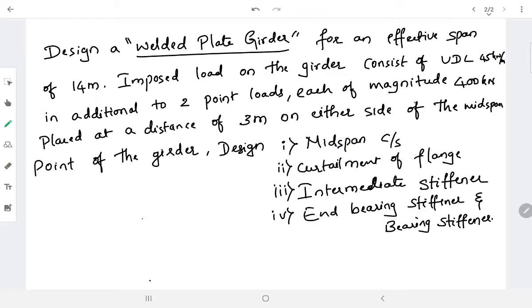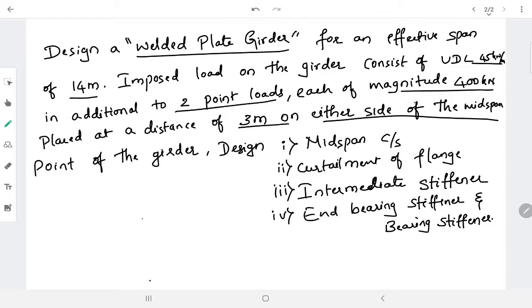We came to know about how the plate girder looks like and what are the parts in that. Then right now we'll go for the statement of the problem. Try to understand the problem. Design a welded plate girder for an effective span of 14 meter. Imposed load on the girder consists of UDL of 45 kilonewton per meter, in addition to 2 point loads, each of magnitude 400 kilonewton, placed at a distance of 3 meter on either side of the midspan of the girder.